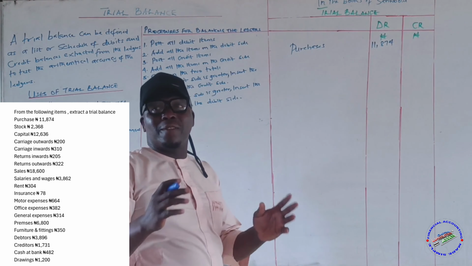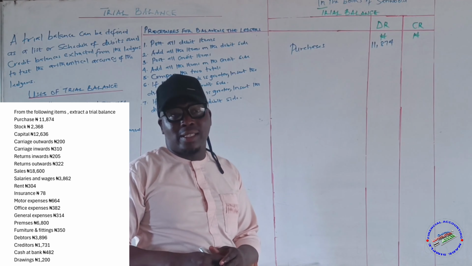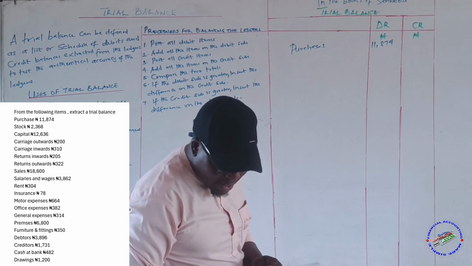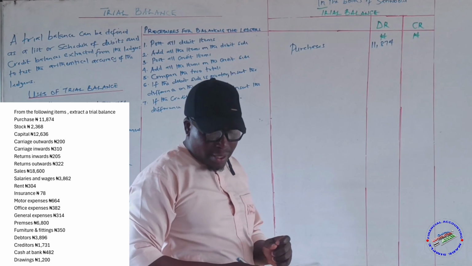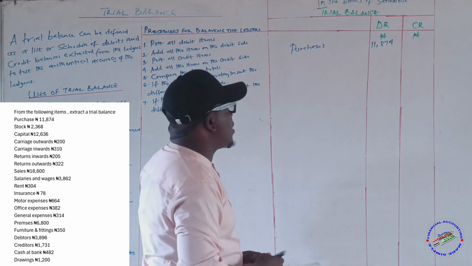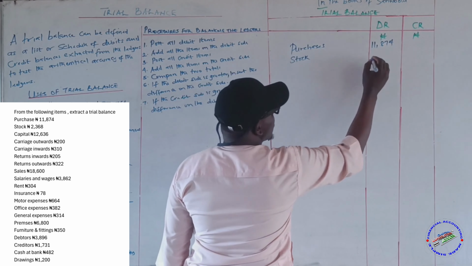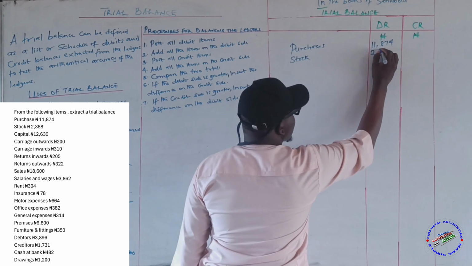The next question is stock. Stock is classified under current assets when we are classifying our assets. And for stock, it is a current asset item, which is going to take a debit balance. So stock also is 2,368.